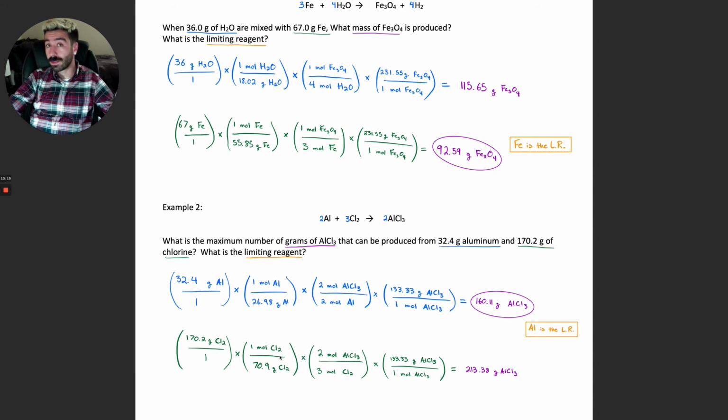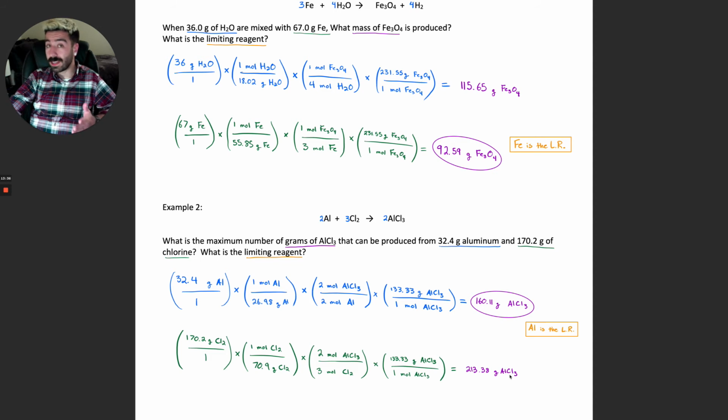Now I need moles of aluminum chloride, so there's 2 moles of aluminum chloride for every 3 moles of chlorine gas, and there's my mole ratio. And then lastly, I use the same molar mass of aluminum chloride. I multiply it all out, and I get 213.38 grams of aluminum chloride.